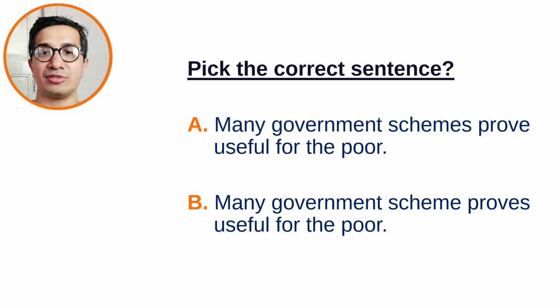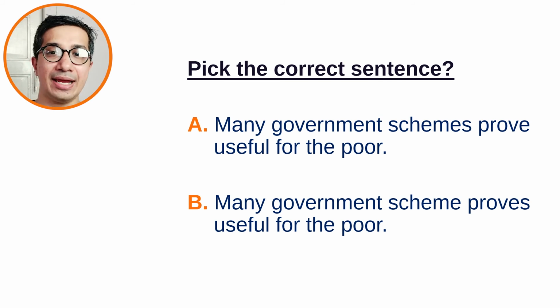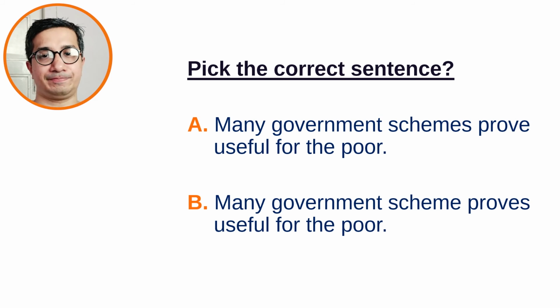Many government schemes prove useful for the poor. That was A. B. Many government scheme proves useful for the poor. And you had to pick one which is incorrect. Hopefully, you might have tried and got your answer.